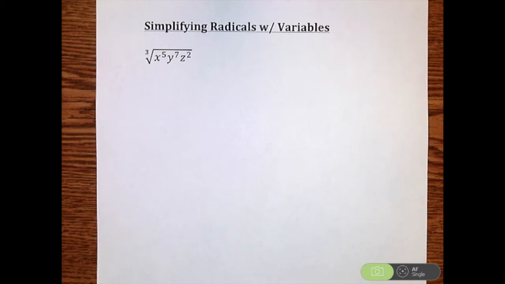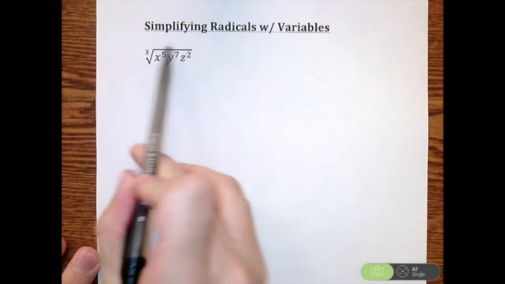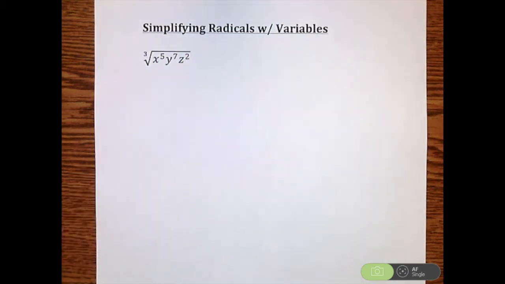Alright, in this video I'm going to show you how to simplify radicals with variables involved. So we're going to simplify this expression. I'm going to go nice and slow through the problem because this is one of the more difficult things for students to kind of comprehend.